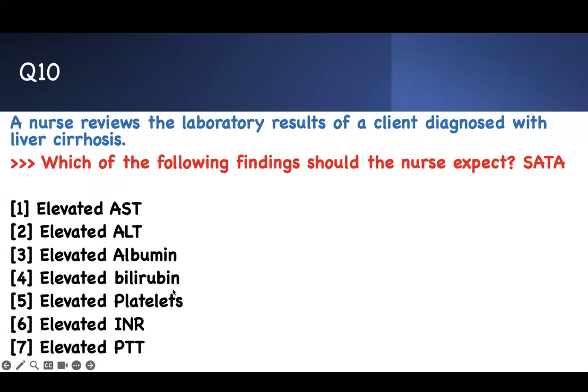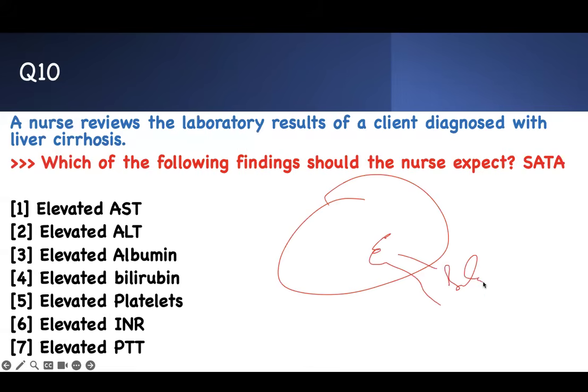And the last one, this is content-based, and it reviews the laboratory results of a client diagnosed with liver cirrhosis. Which of the following findings should the nurse suspect? Content-based. This is your liver. It makes bile. It's responsible for protein synthesis. When the liver gets injured, it becomes cirrhosis. Anything that is injured cannot make the things that it makes. Therefore, if it cannot make protein, your protein albumin should go down.